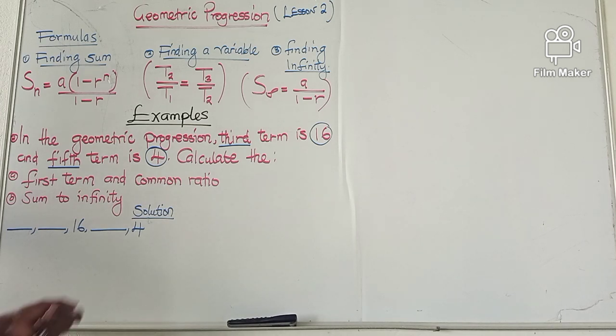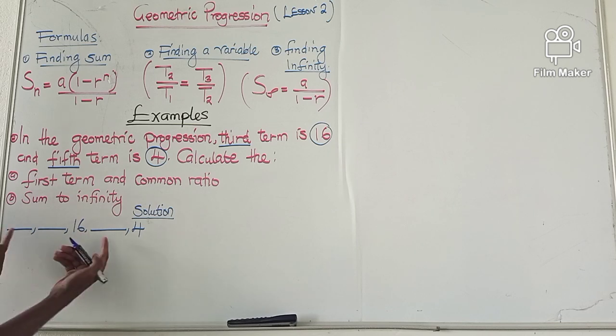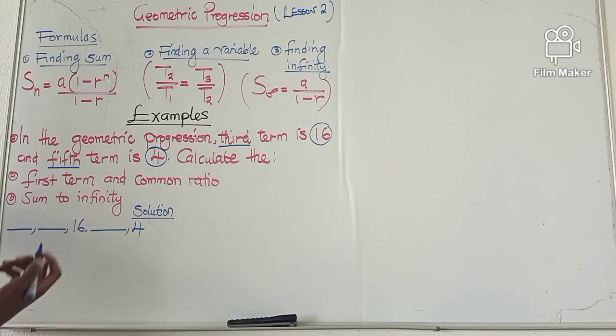Now, for us to find the first term, when you're given a question where some terms are missing, okay? Where they are omitting some terms, what do you do? So we use this simple formula.